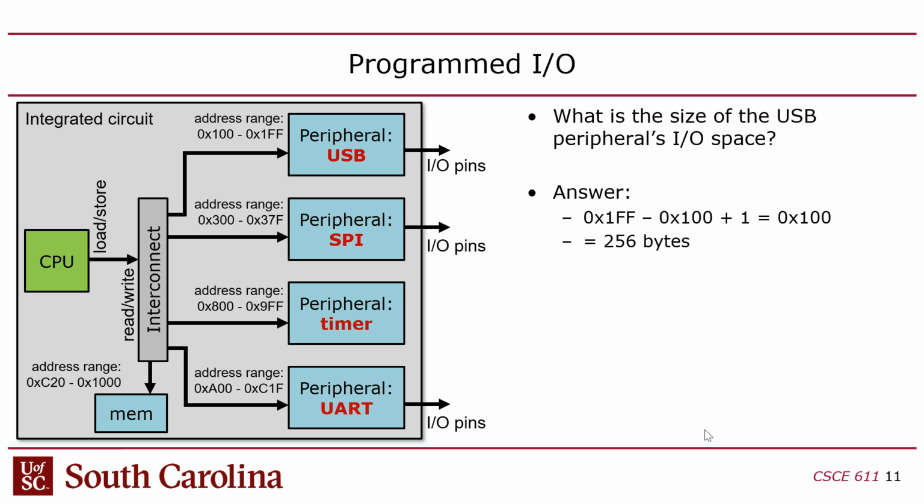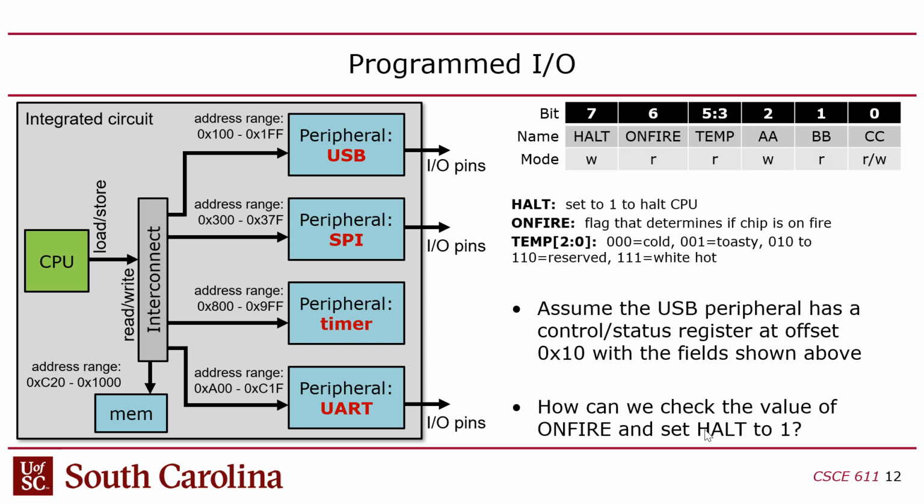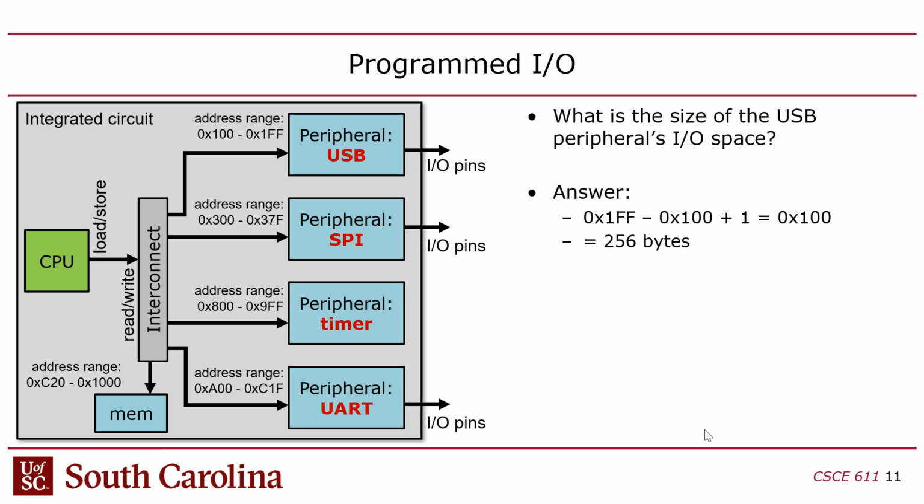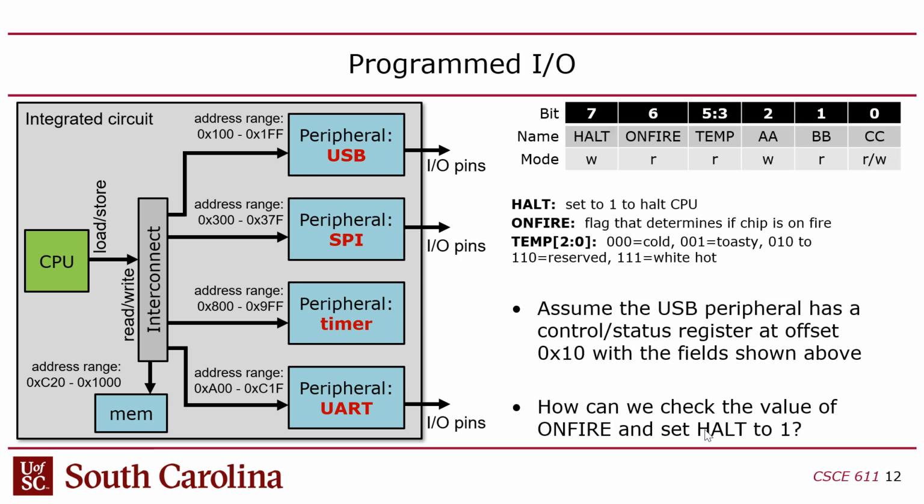Every peripheral will have a different space depending on how many control and status registers it has. Some of them are pretty small, some may just have 16 bytes, but other ones may be much larger. It just depends on what the needs of the peripheral are.